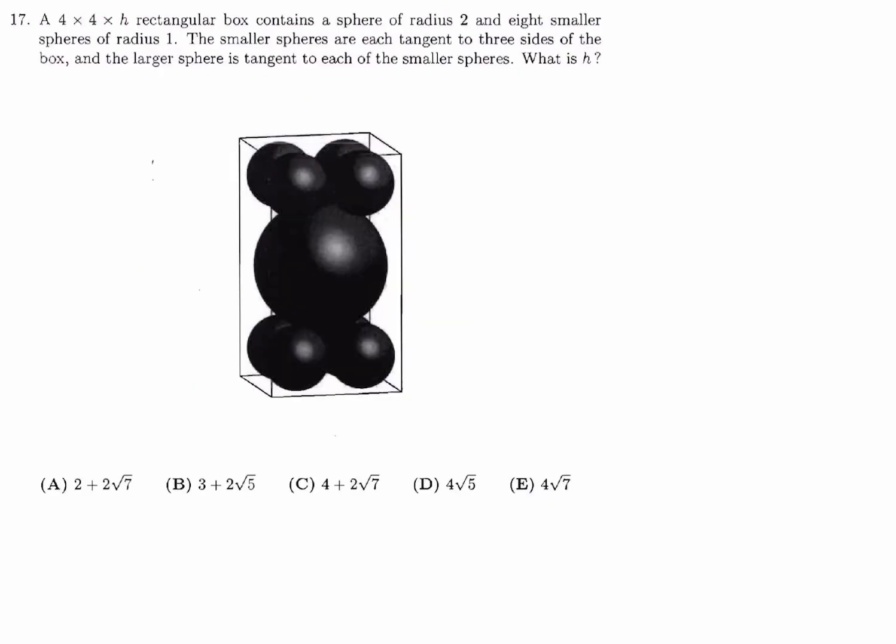A 4x4x8 rectangular box contains a sphere of radius 2 and 8 smaller spheres of radius 1. The smaller spheres are tangent to the 3 sides of the box, and the larger sphere is tangent to each of the smaller spheres. What is H?